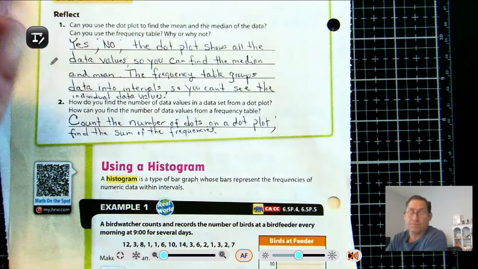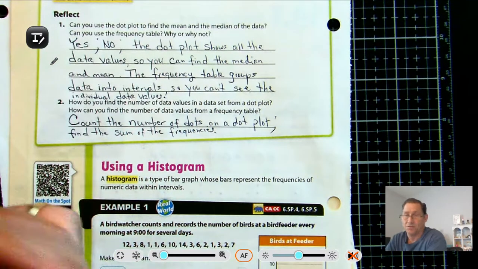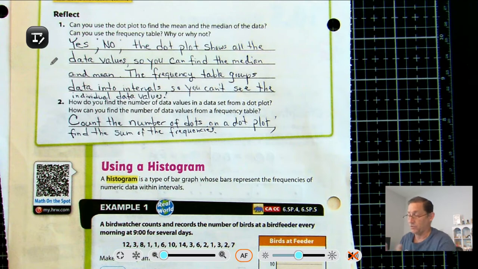So in our frequency table, in the previous one, we had 3, 7, and 2. So add those together, we get 12. So there were 12 data points.